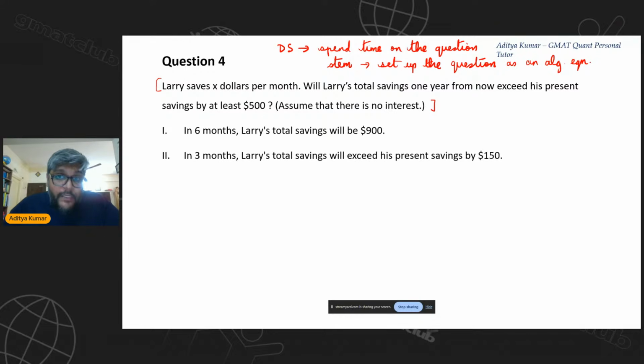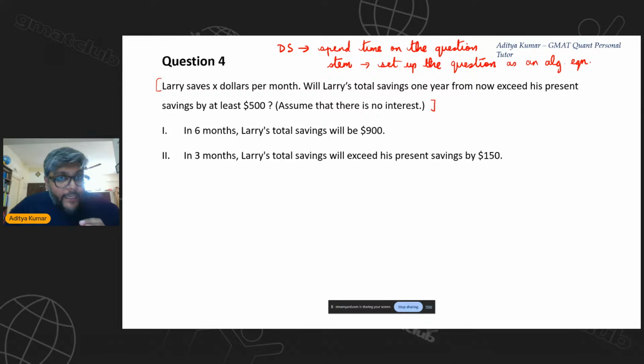And you should also ask yourself one thing: what kind of data sufficiency am I dealing with? There are always two kinds of data sufficiency questions. The first is a value based data sufficiency question, and the second is a yes no data sufficiency question. It's important for you to know what kind you're dealing with, because the way we approach a value based data sufficiency question is very different from the way we approach a yes no data sufficiency question. In a value data sufficiency question, I need to get one unique answer. In a yes no data sufficiency question, I need to answer the question with a yes or a no.